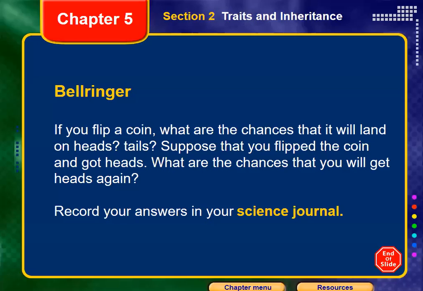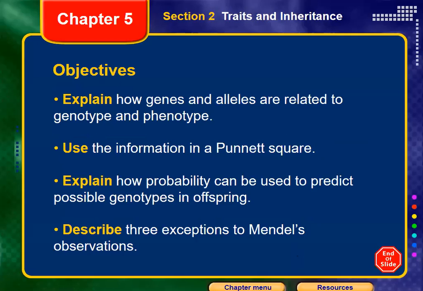going to try to explain the results of Mendel. How was Mendel able to explain the results? Why did just one trait appear in the first generation, then the other trait reappeared in the second generation, and why the ratio 3 to 1? We're going to explain all of this today, inshallah. By the end of our lesson, we should be able to explain how genes and alleles are related to genotype and phenotype, use the information of a Punnett square, explain how probability can be used to predict the possible genotypes of offspring, and finally describe the three expectations of Mendel's observations.